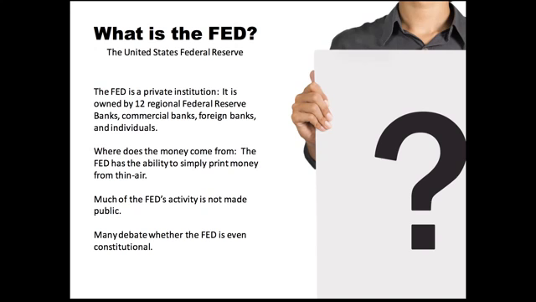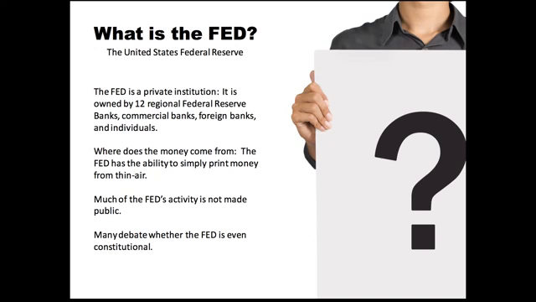The Fed is a private institution, and it's owned by 12 regional Federal Reserve banks, commercial banks, foreign banks, and even individuals. Especially when the Fed was created, you had some very wealthy people that actually set all this up. And there's a very interesting book that's written on this. It's called The Creature from Jekyll Island, which gives you a different perspective on the Fed. It's a pretty interesting read.